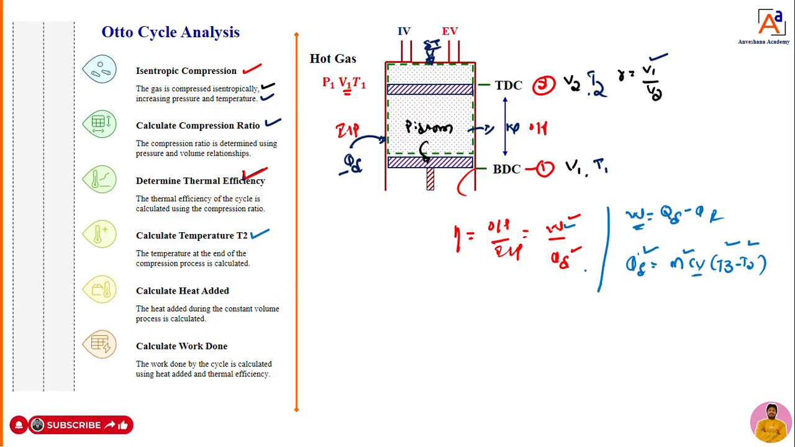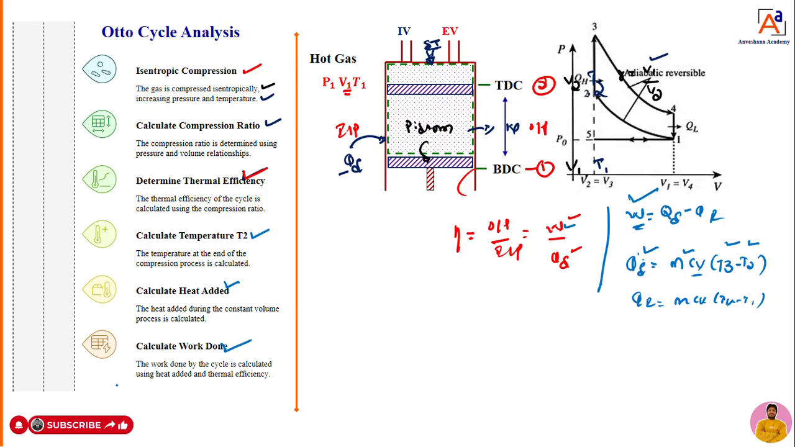Once you calculate T2 and T3, I can easily calculate the heat added. That heat added is QS equal to M into Cv into (T3 minus T2). Once you have calculated the heat added, you calculate the heat rejected, M Cv into (T4 minus T1). Once you know the values of QS and QR, we can calculate the work done. So this is how to solve the problem, dear students.